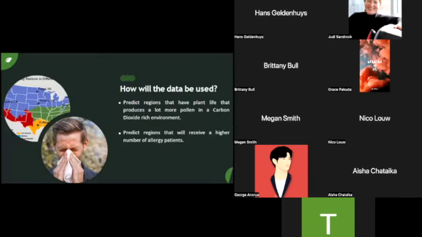So then, how will the collected data be used, you're wondering? The detection will predict regions that have plant life that produces a lot more pollen in a carbon dioxide-rich environment. Furthermore, this data will be used to predict regions that will receive a higher number of allergy patients.